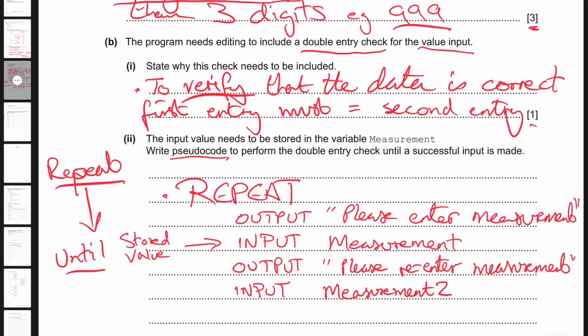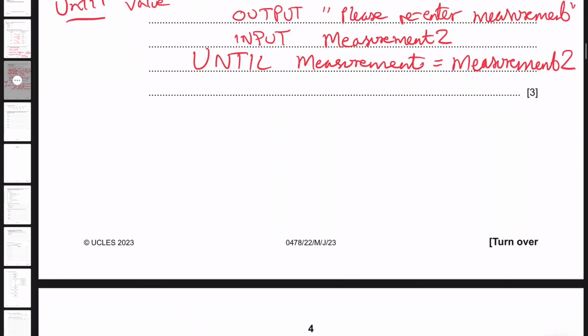So we repeat output, please enter measurement. We input the measurement. Output, please re-enter a measurement. Input measurement 2. And repeat is where we have the until. Repeat until measurement equals measurement 2. Okay, and that's it. So that would give us 3 marks. It's a lot easier than you think, but you need to know these repeats and repeat untils. It's all in my videos on pseudocode. Please take a look.